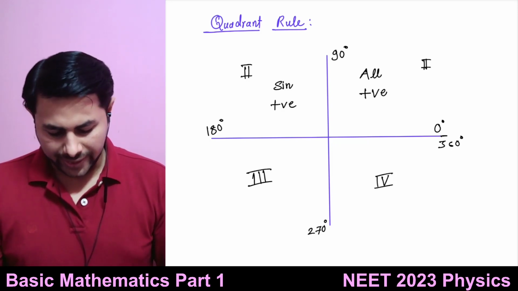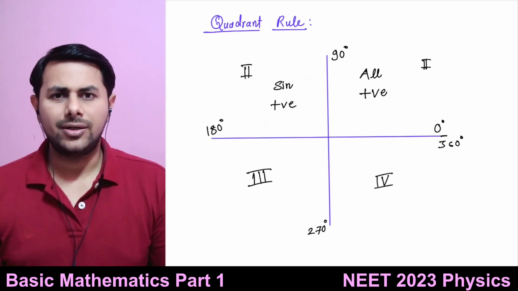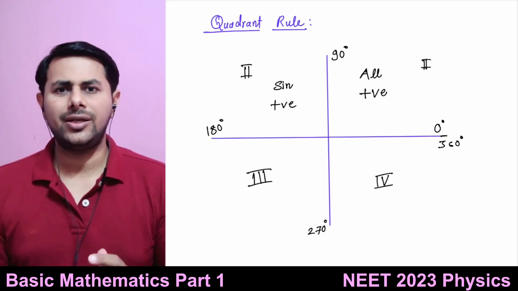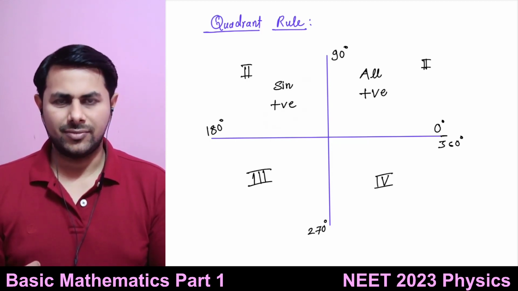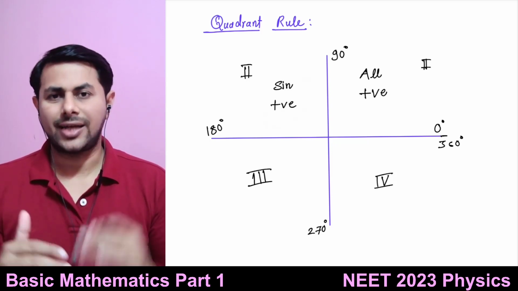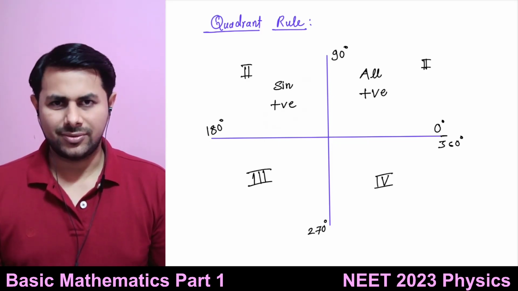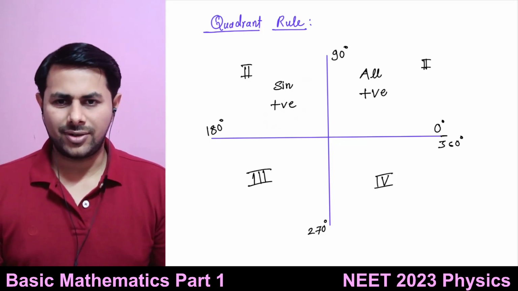So sine is positive in this quadrant, and all other ratios are negative. That means cos is negative, and everything related with cos would be negative. So cos is negative, and its reciprocal, sec, would be negative. Then sine upon cos: sine is positive, cos is negative, that's why the ratio will be negative. Tan will be negative, cot will be negative.